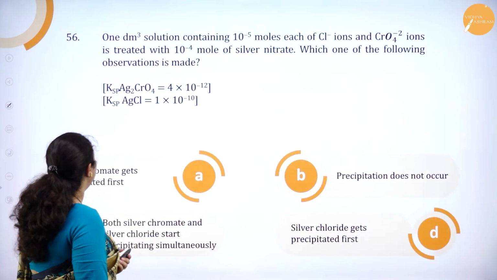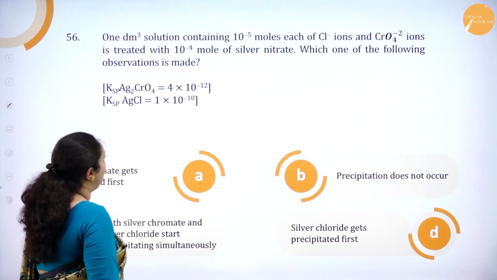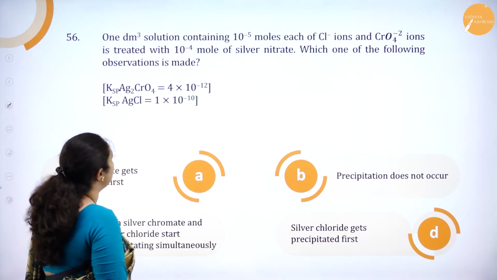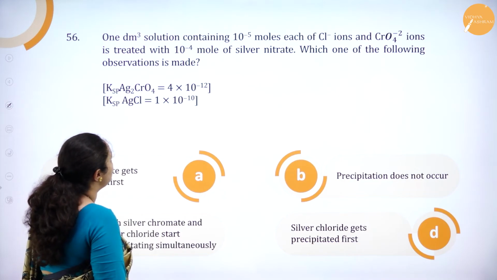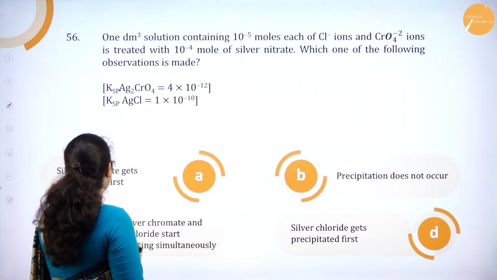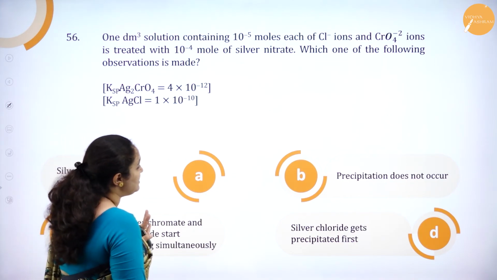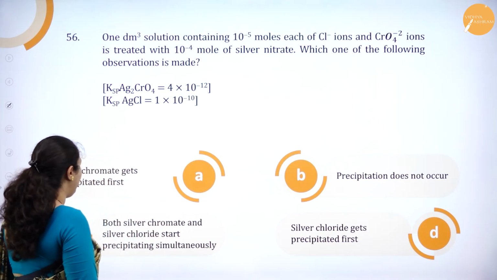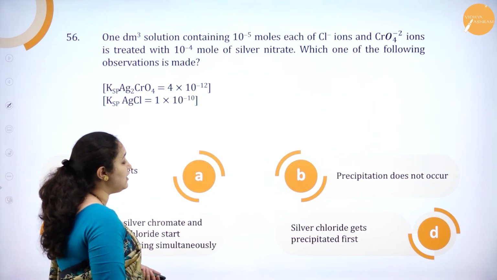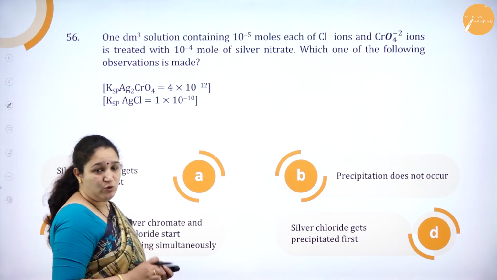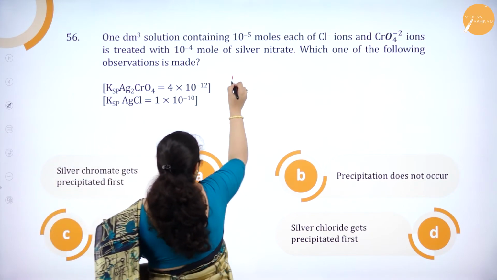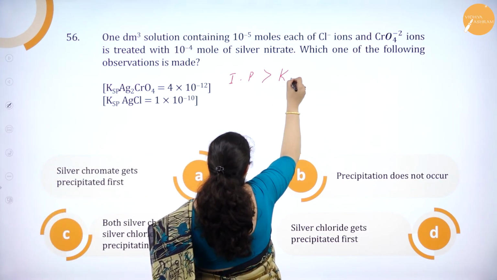Okay. Next question. 1 dm cube of solution containing 10 to the power minus 5 moles of Cl minus ion and CrO4 2 minus ions is treated with 10 to the power minus 4 moles of silver nitrate. Which one of the following observations is made? That is, silver chromate gets precipitated first. Precipitation does not occur. Both silver chromate and silver chloride start precipitating simultaneously. Silver chloride precipitates first. First of all, we have to know that ionic product should be greater than the solubility product for precipitation. What is it? Ionic product should be greater than the solubility product.